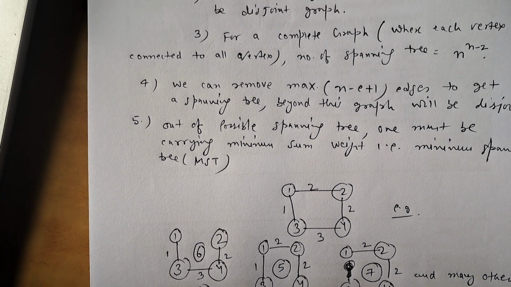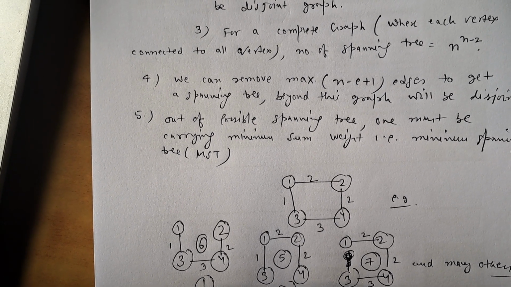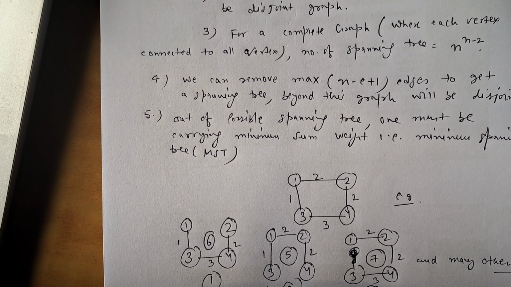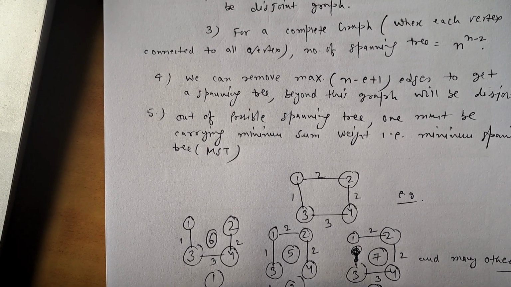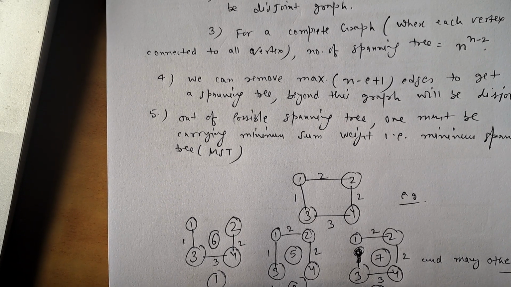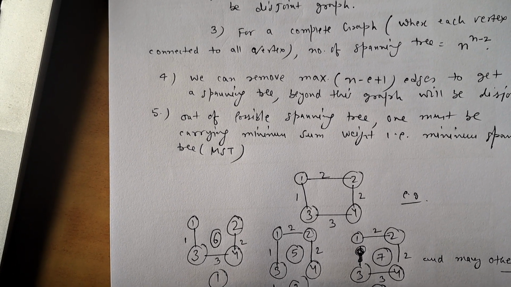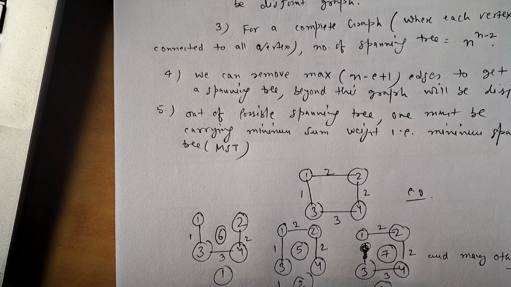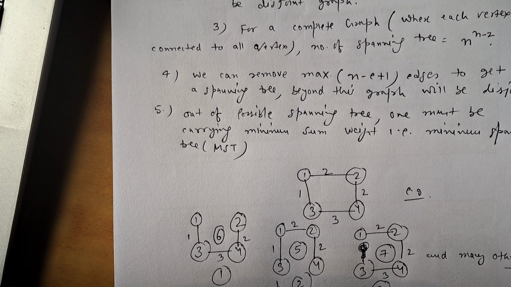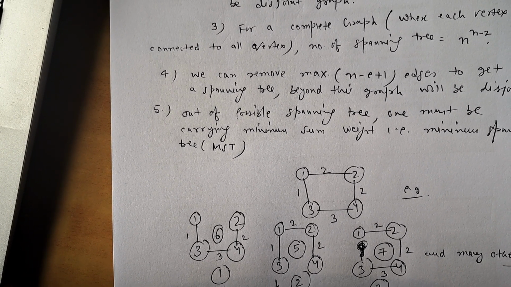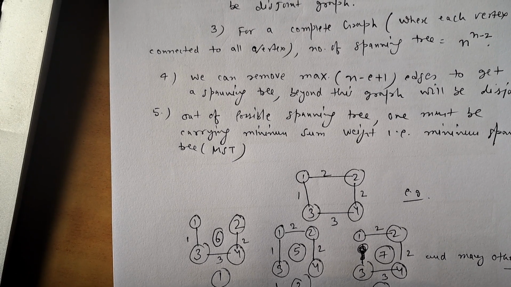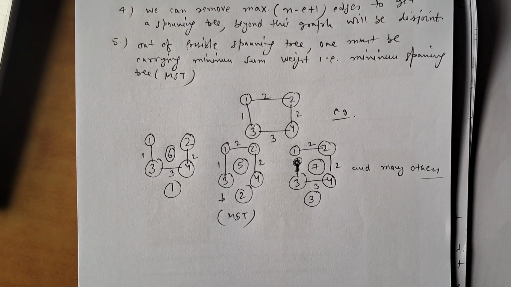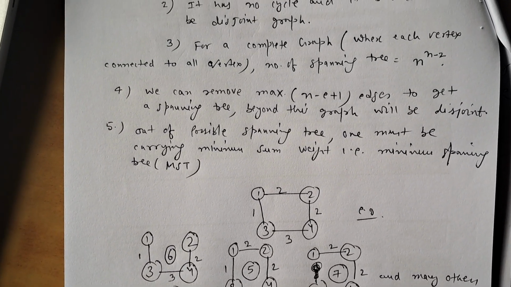One more point is written in point number 4. Given n vertices and e edges in my graph, the maximum number of edges you can remove is e minus n plus 1. Given a graph, if you remove at most that many edges, it is permissible. Beyond that, if you remove any more edges, your graph will become disjoint, and that will not be a spanning tree. That is the fourth point. These are a few of the properties we can state about a spanning tree.